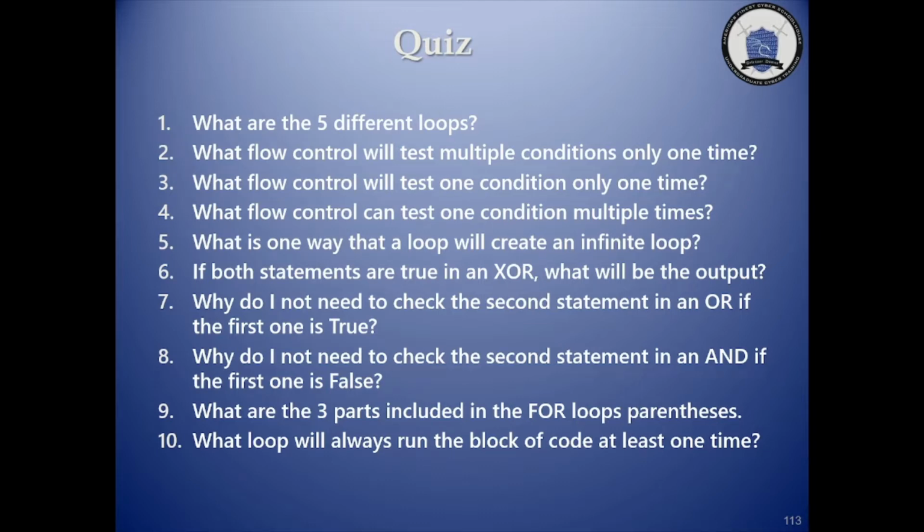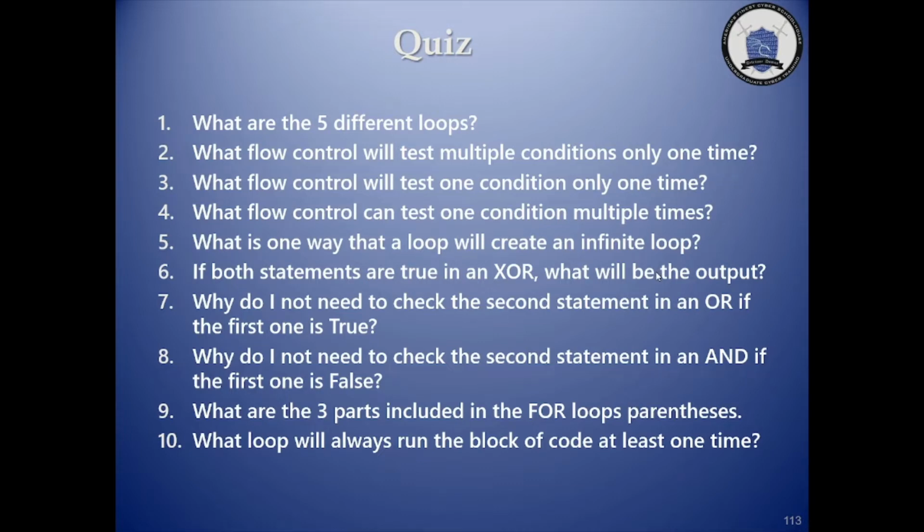And then number 4, what flow control can test one condition multiple times? So this again, it can be any type of loop. Number 5, what is one way that a loop will create an infinite loop? So the easiest way for this would be if the variable in the conditional statement isn't modified, which would result in an infinite loop.